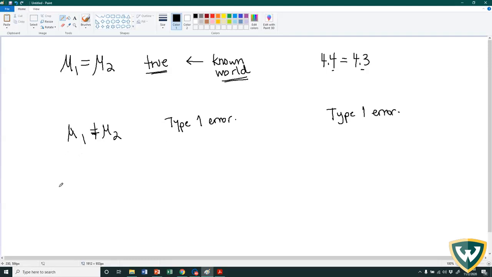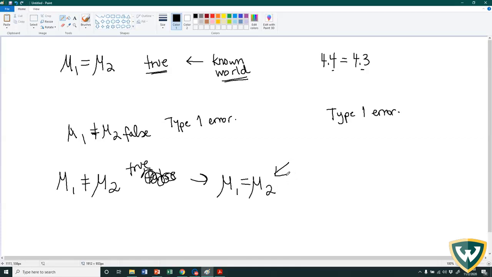And if your null is false, so actually there is a difference, but you failed to reject the null and you said my mu1 is equal to my mu2, which is not correct, then you would commit a type 2 error. For exam purposes, if you know this chart, that's good enough. You don't have to explain type 1 or type 2 errors for me.